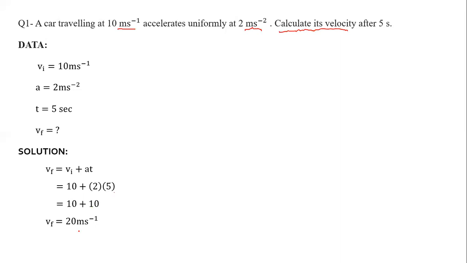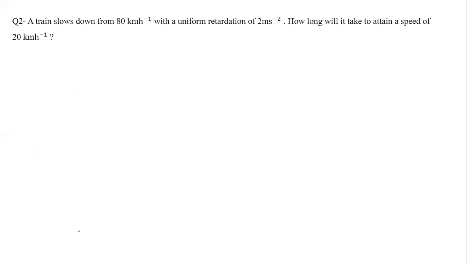Okay, then question number 2. A train slows down from 80 km per hour with a uniform retardation of 2 ms^-2. How long will it take to attain a speed of 20 km per hour? So in this question, what they have said is that a train slows down from 80 km per hour with a uniform retardation of 2 ms^-2.